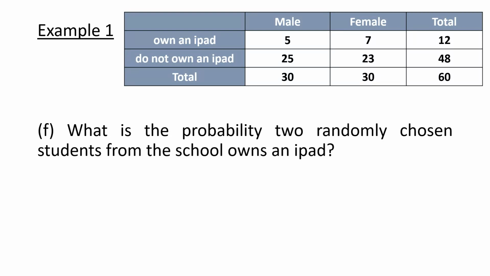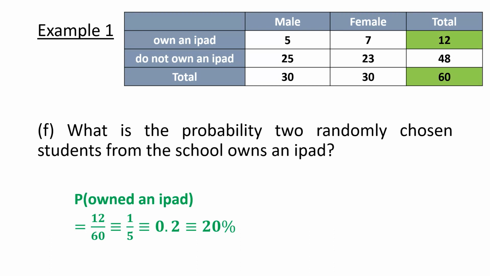All right, our last question, a little tricky one to finish. What is the probability that 2 randomly chosen students from the school own an iPad? Well, once again, we've already worked out the probability of a student owning an iPad. That's the probability a student owns an iPad, 20%.